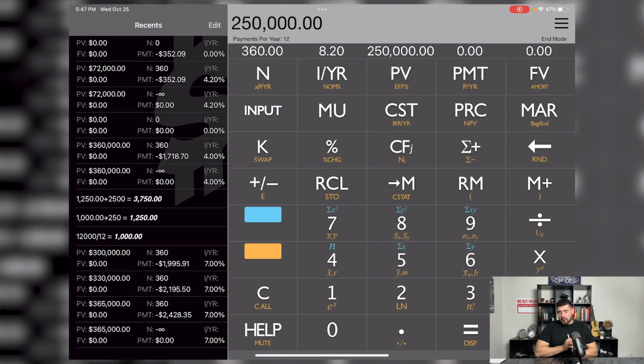Okay, so now we're going left to right. So N is number of months. I/YR is going to be the interest rate a year. The PV is going to be the present value. The payment is going to be the payment that they give every month.